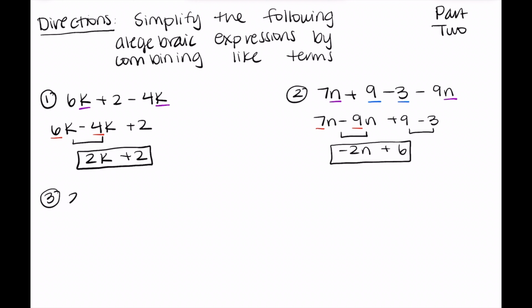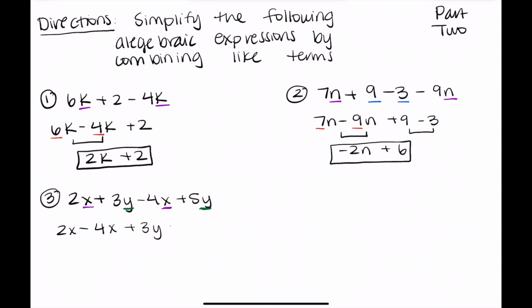And now we'll move on to number 3. For number 3, we have 2x plus 3y minus 4x plus 5y. So we have two different types of variables here, our x's and our y's. So we'll rearrange this and group those together. When we do that, we get 2x minus 4x. Again, we're just going to be subtracting our coefficients. 2 minus 4 gives us negative 2, so 2x minus 4x gives us negative 2x. Now we'll move on to our y terms. 3y plus 5y, we'll just add the 3 and the 5 together. When we do that, we get 8. So our answer for number 3 will be negative 2x plus 8y.